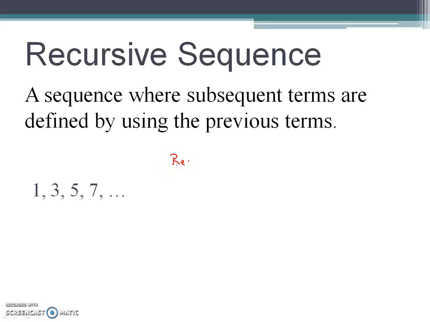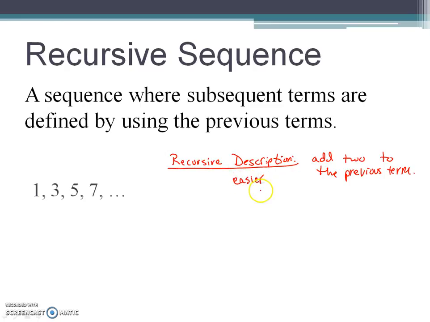to describe it in a recursive manner, to give it a recursive description, it is add 2 to the previous term. Now, what you'll see is that to describe something recursively is a bit easier, but recursive sequences tend to be less useful in the grand scheme of things. So there are some obvious limitations.